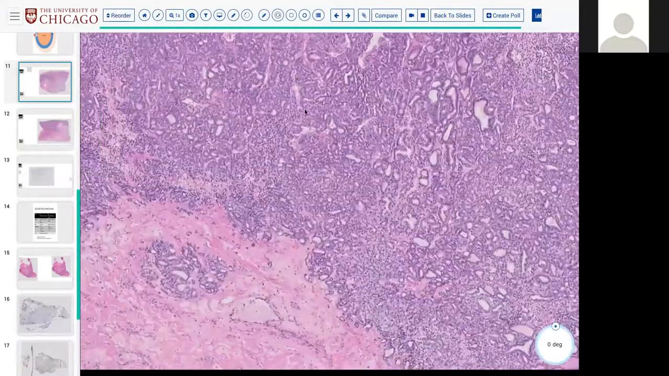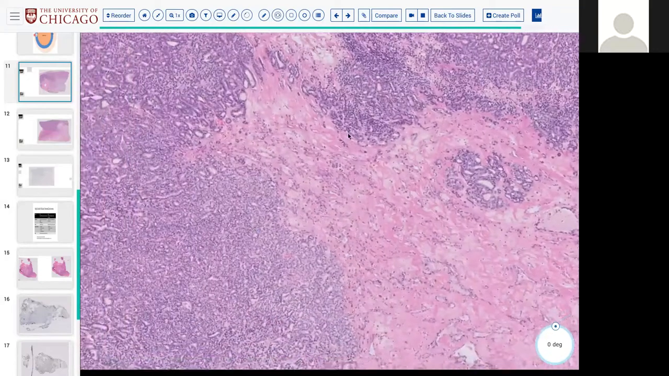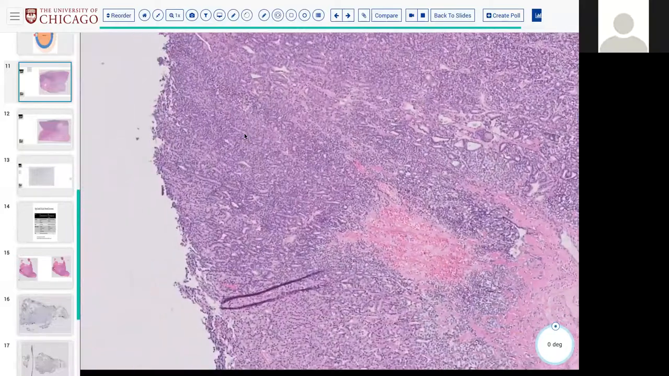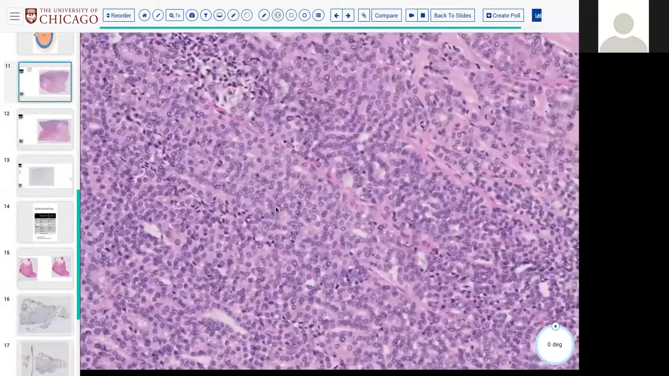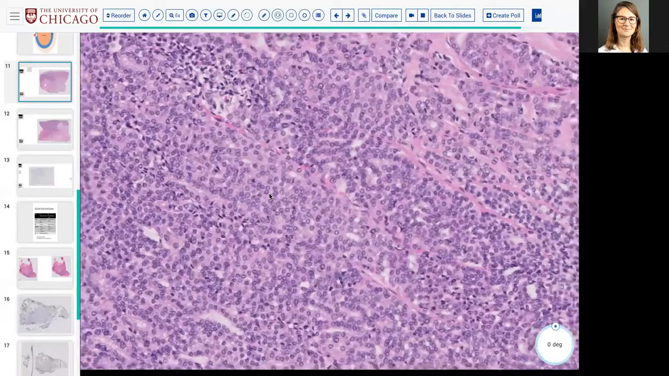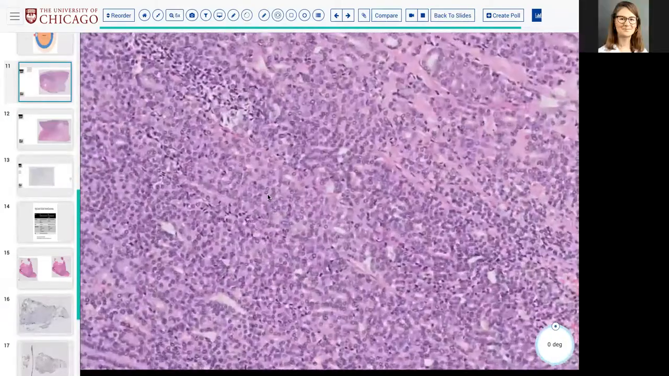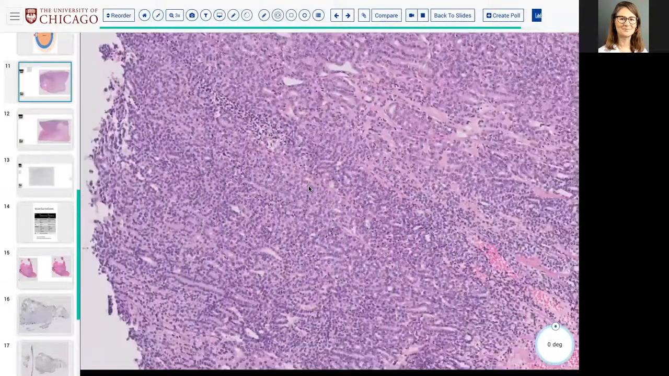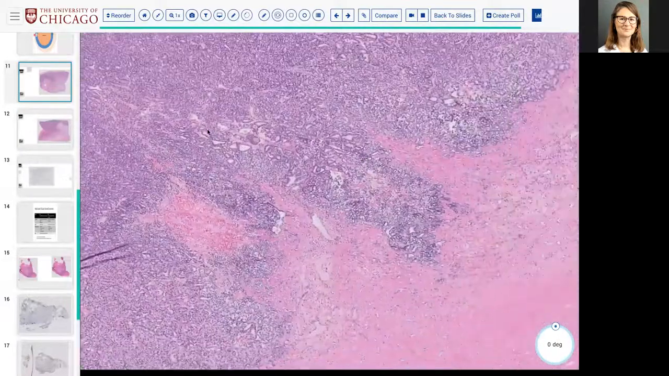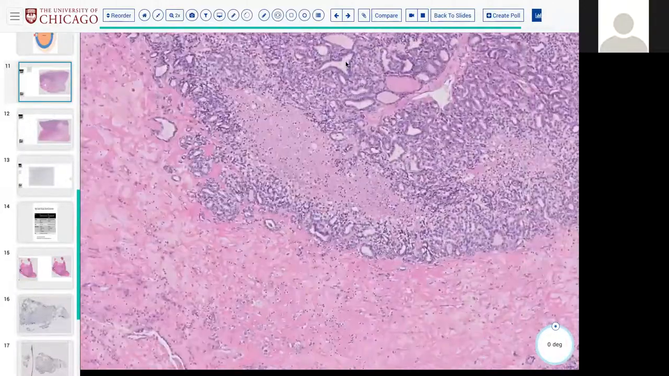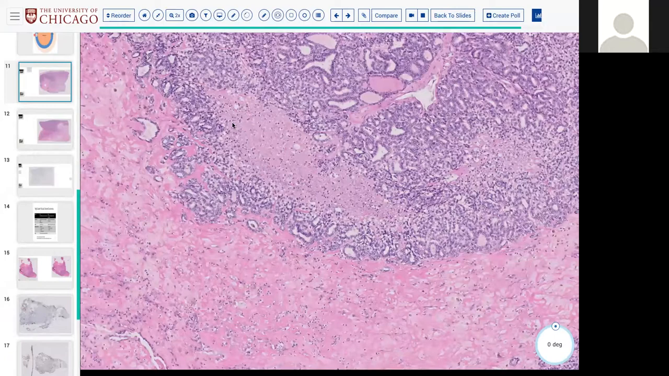So I would think about something poorly differentiated, like poorly differentiated thyroid carcinoma. I'm not sure about the mitoses, if we have any here. You may or may not, but in this case, do you need them? I think no. The solid growth and the presence of necrosis would make us think about poorly differentiated carcinoma.